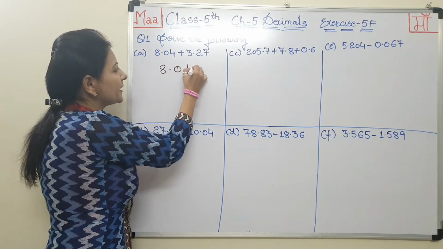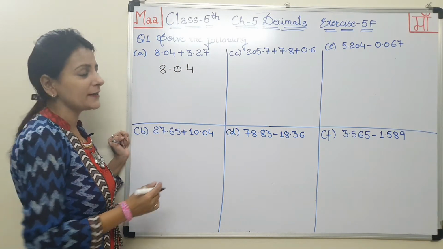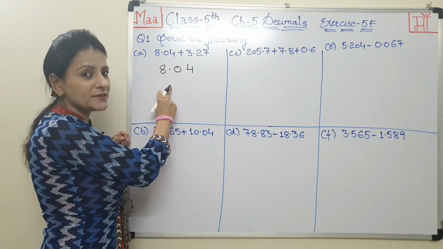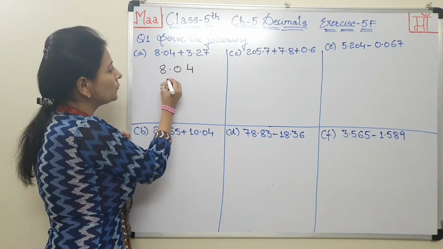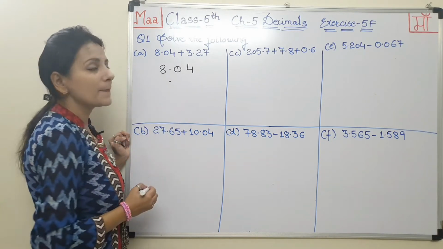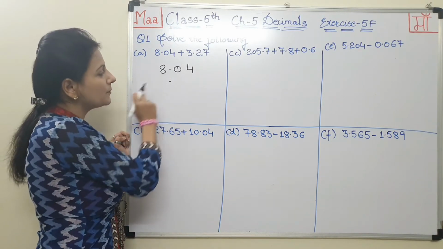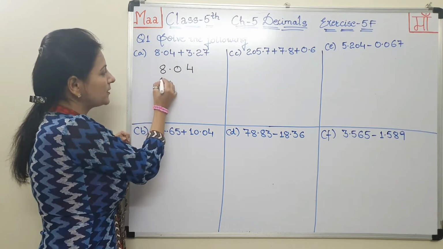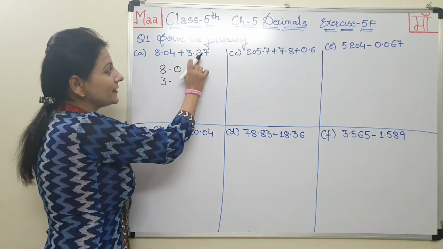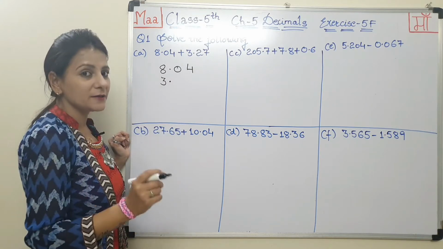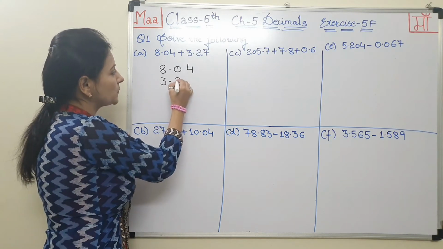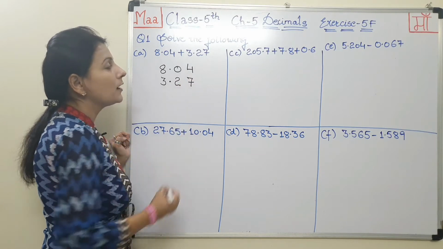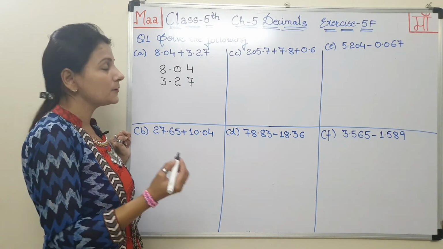So you will write 8.04 firstly, and then arrange this 3.27 under 8.04. So what you will do, firstly you arrange decimal under decimal. Decimal point will come under decimal point, and the number before the decimal is 3. So that will come under 8. Then the number after the decimal, that is on 10th place, it is 2. So it will come under 0, and the number 7 will come under 4, that is in 100th place.